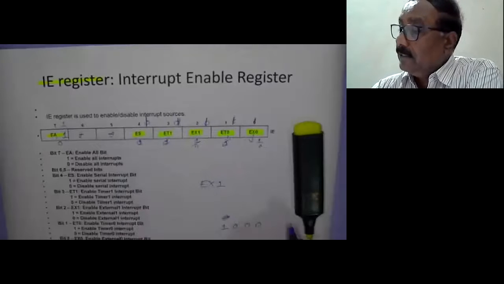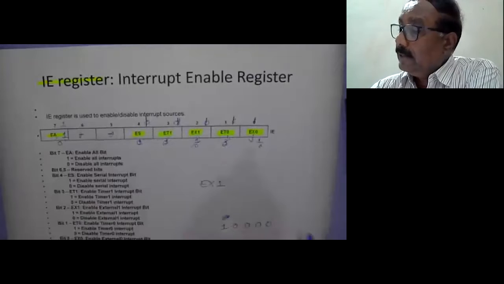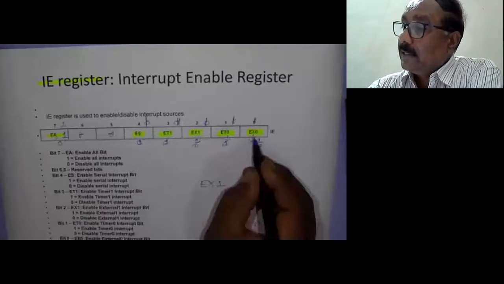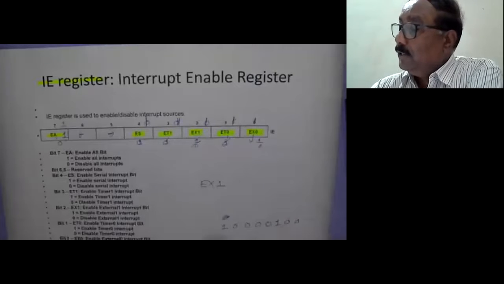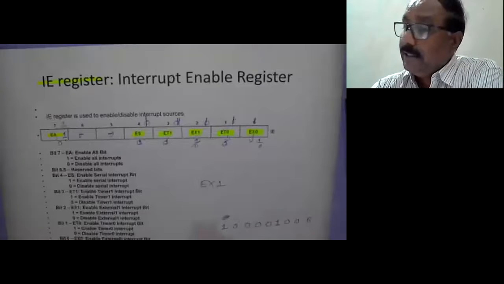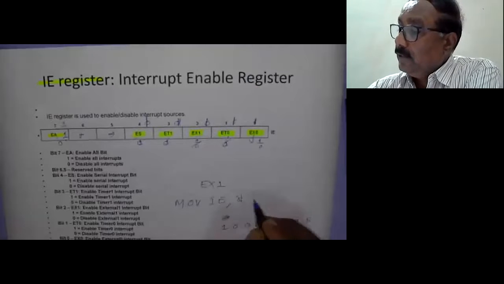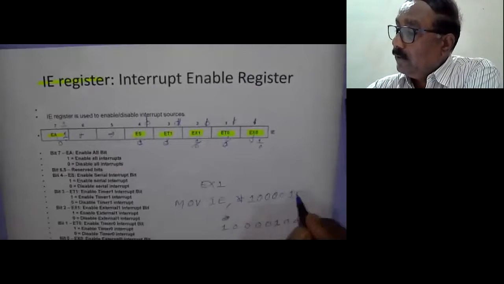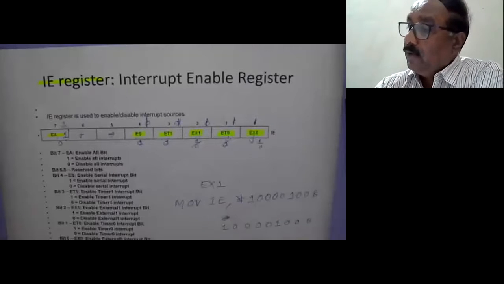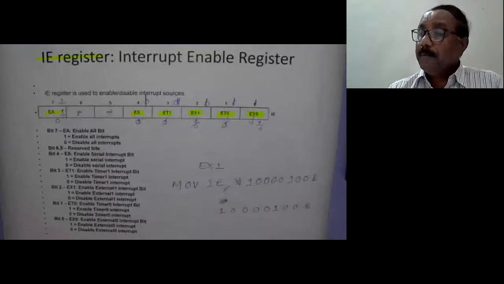This is the timer 1 interrupt. This is equal to 0. You are using external interrupt number 1, therefore this is equal to 1. You are not using timer 0 interrupt, this is 0. You are not using external interrupt 0, therefore this is equal to 0. So this is the binary number you have to load in IE register by using the instruction MOV IE, #10000100B. When we load this number in the IE register, only external interrupt number 1 is enabled. All other interrupts are disabled.